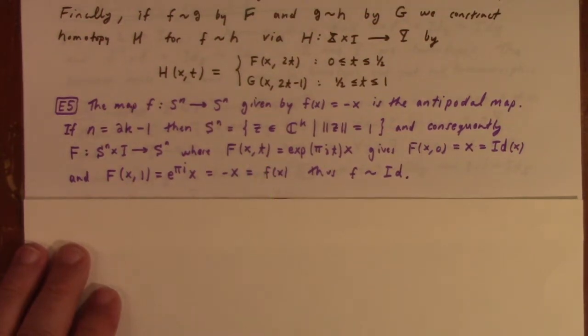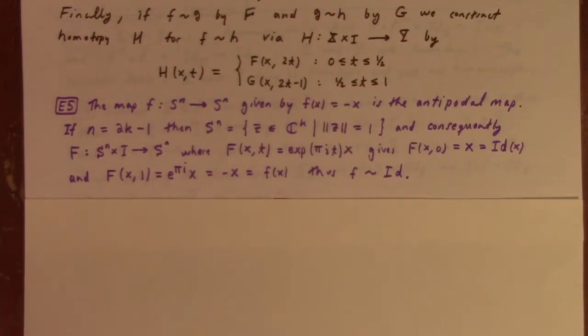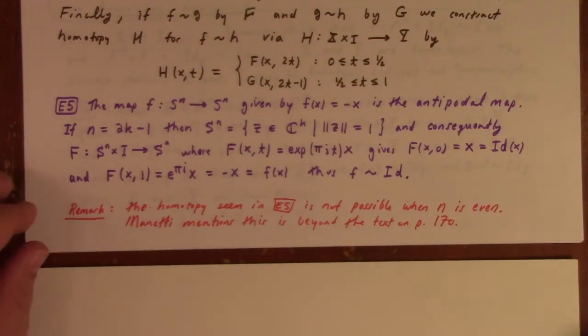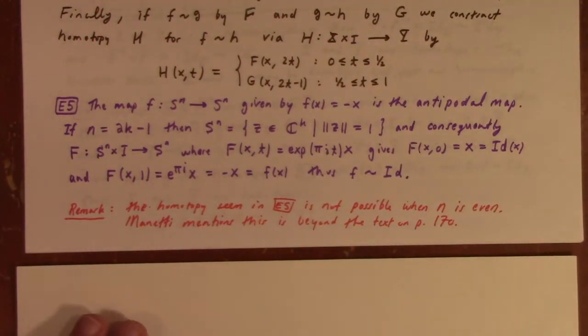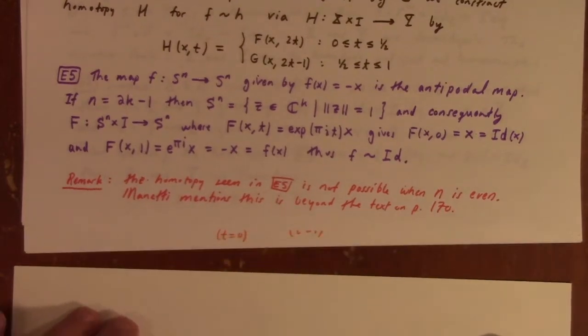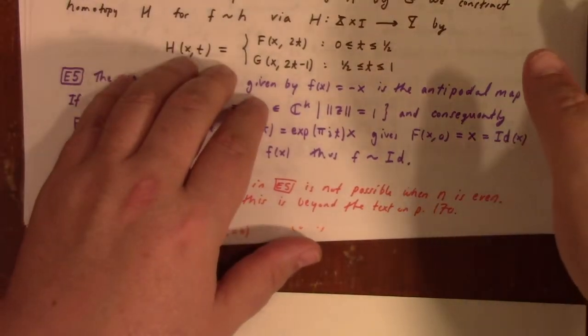In fact, I think earlier in Munkres, he gives a reasonably general construction of the n-sphere, for arbitrary n. But anyway, here's the homotopy: if you plug in 0, you get the identity map. You plug in 1, you get x maps to minus x, which is the antipodal map. And this shows that for the n-sphere, the antipodal map is homotopic to the identity map. So that's interesting. And he mentions that the homotopy seen in example 5 is not possible when n is even. And so I think he basically says it's beyond the text on page 170.